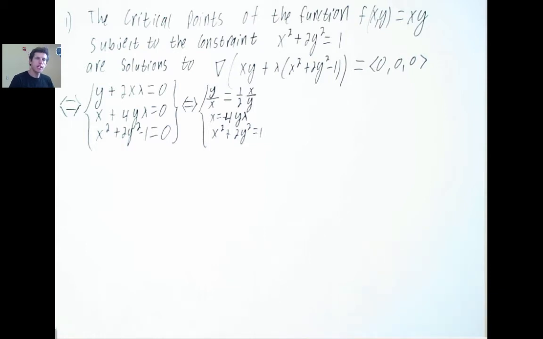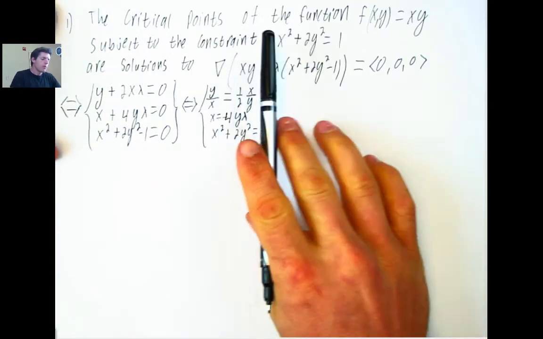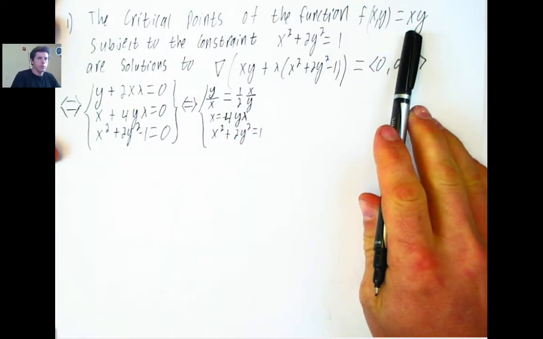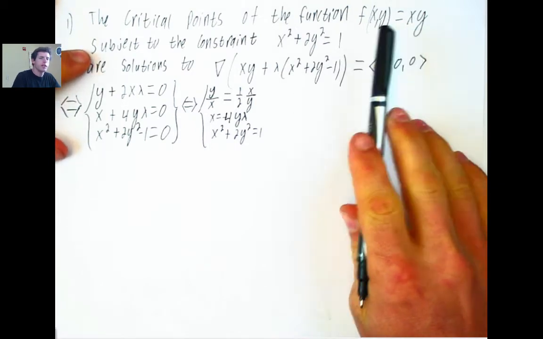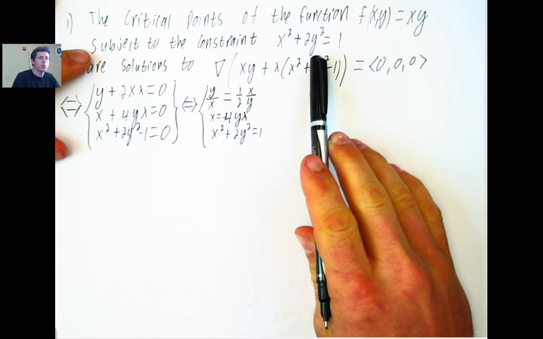Okay, let's try our first Lagrange multiplier problem. We've got a function of two variables, simply x times y. And we've got a constraint, a relationship between x and y: x squared plus 2y squared is equal to 1.